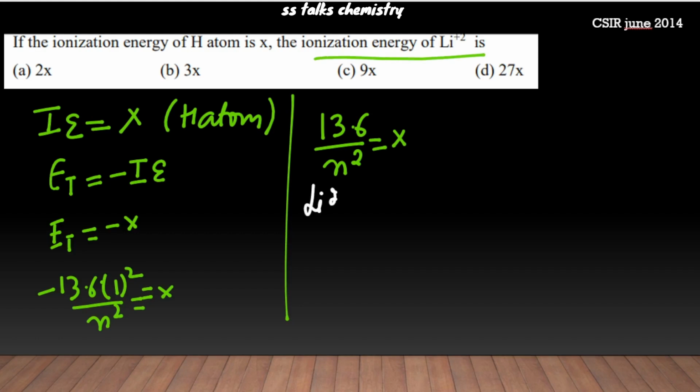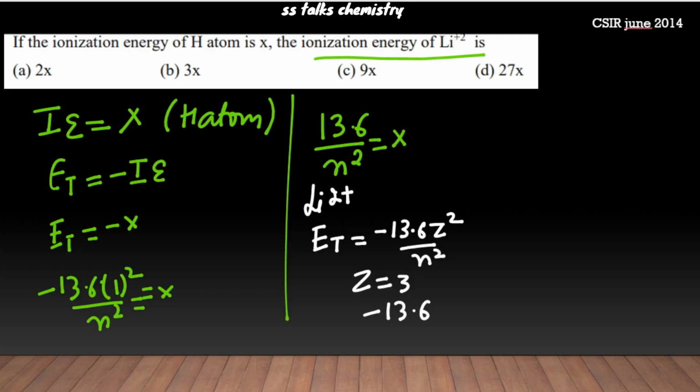For the lithium 2 positive, firstly E total is minus of 13.6 Z square upon the N square. Now the Z value for this is 3. So it will become minus of 13.6 upon the N square into the 3 square of it, right? Now this value, which is 13.6 upon the N square, is X only. So total energy is minus of the 9X, right?